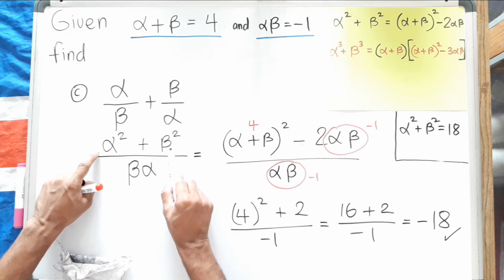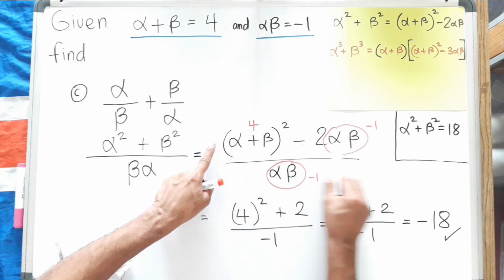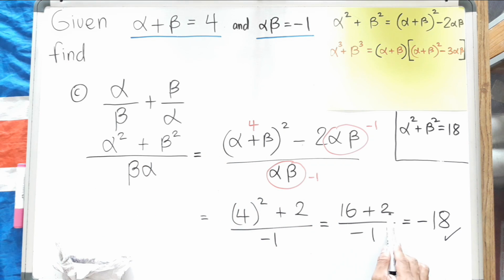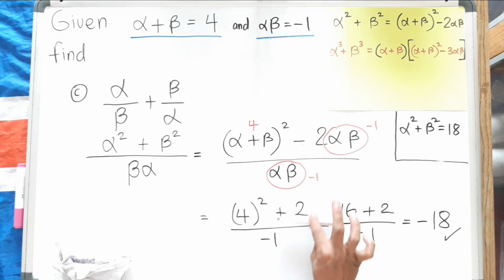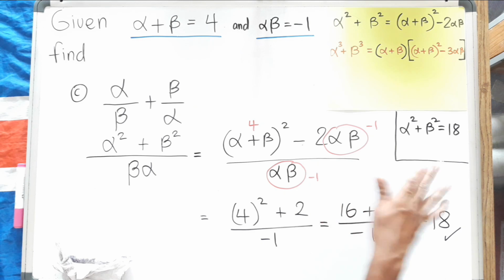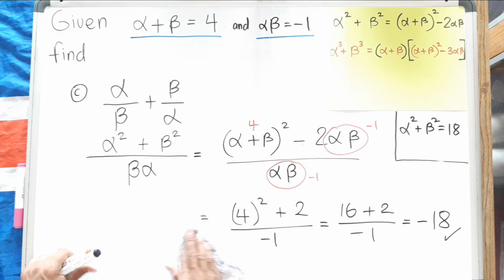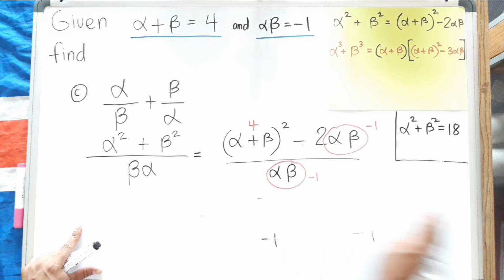All right, so alpha squared plus beta squared is the top part of the question, and that only gave us positive 18. Only after we divided it by the minus 1 did we get the minus 18. Right, so I'm going to hold that part of the question for later on.